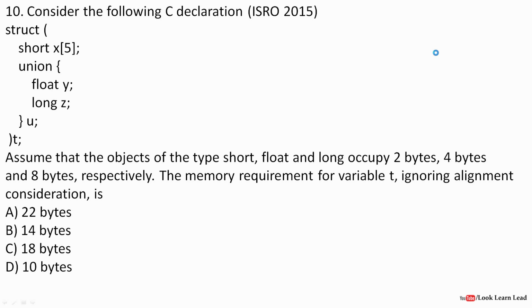Next, consider the C declaration. We have a structure over here, and we have a union over here. So you have to remember one thing, that in case of union, only one memory would be allocated. That is, the memory won't be allocated for different variables. The memory would be allocated for the variable which occupies the larger number of bytes. For example, here we have float and long. For float we have 4 bytes, for long we have 8 bytes. So in case of union, we would be using only 8 bytes.